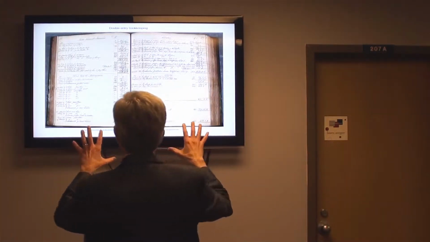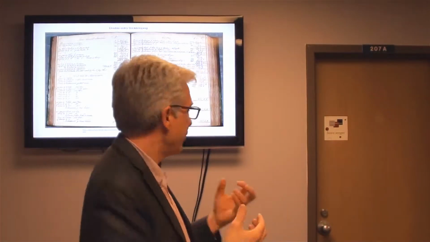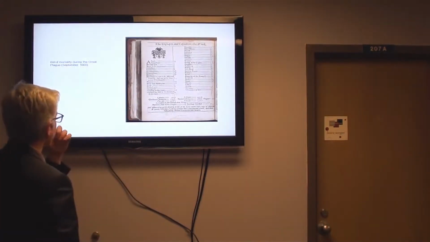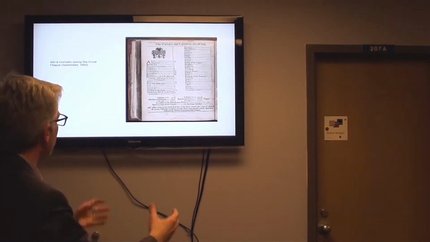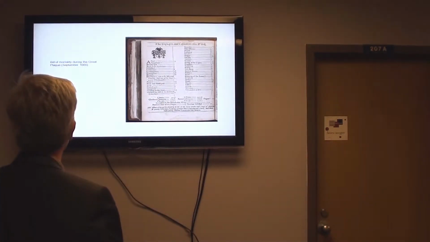But I wanted you to be able to see this sort of visual organization and to understand that it has a history. There's a history here to this kind of tabular form. This is in a printed book, but this dates to 1665. It's the so-called Bill of Mortality for the Great Plague.